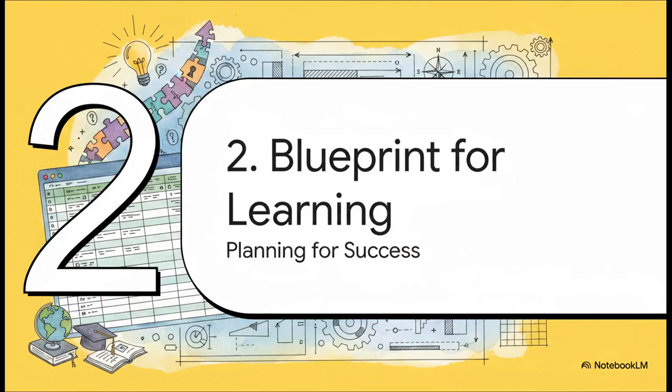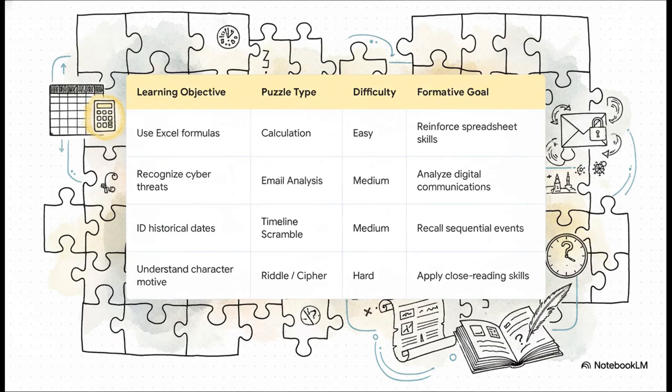All right, let's get into our second step, creating your blueprint for success. And I'm telling you, the single most important tool in this whole process, the one thing that's going to make this all feel organized and doable, is just a simple spreadsheet. Take a look at this, because this is your game plan. See how every single row connects a clear learning objective to a specific puzzle?